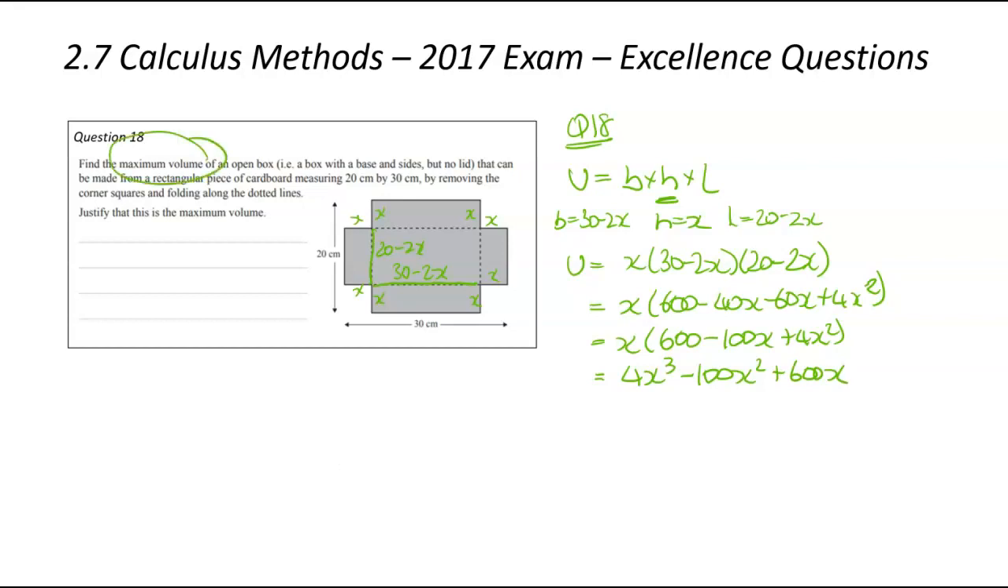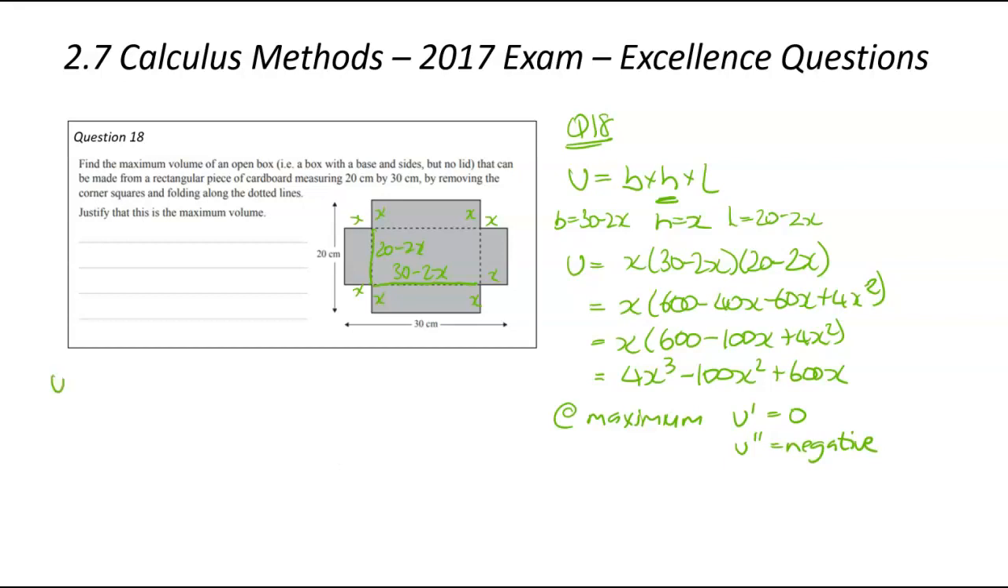I've been asked about the maximum volume. So at that particular point, so at the maximum, we know two things. We know that v dash will be equal to 0, and we know v dash dash will be equal to negative, or something negative. So both of those parts are going to come into play for this question.